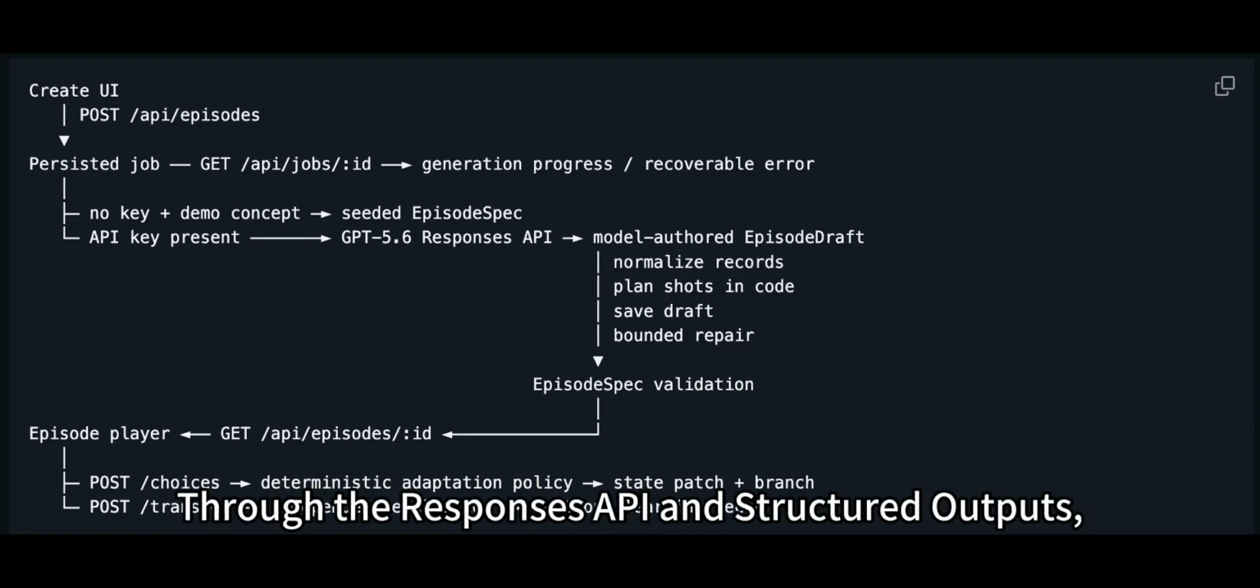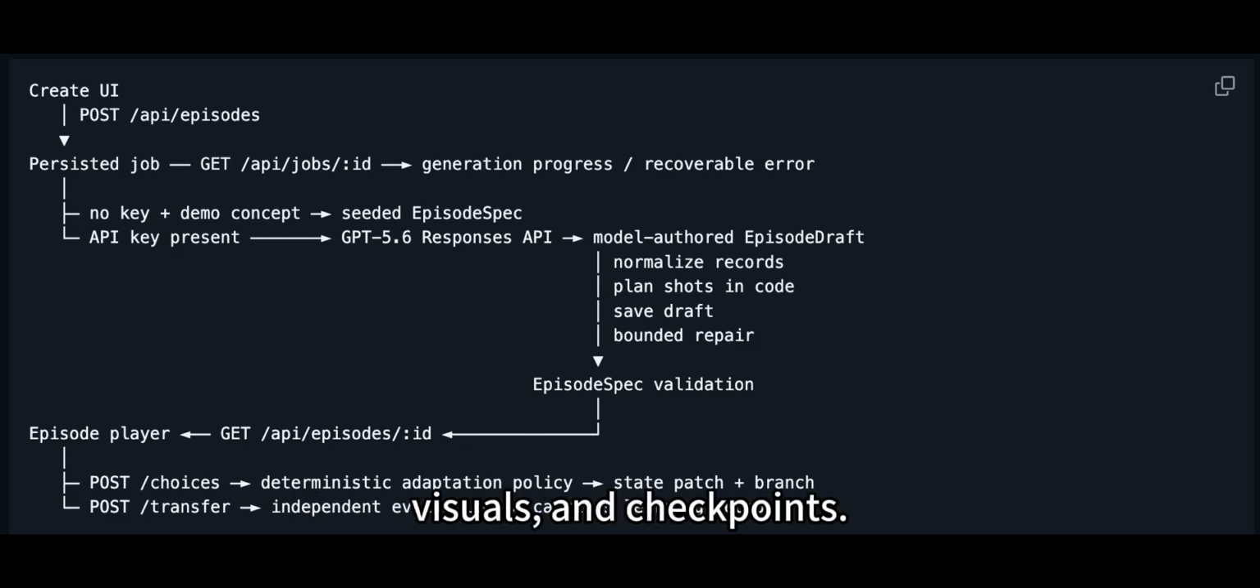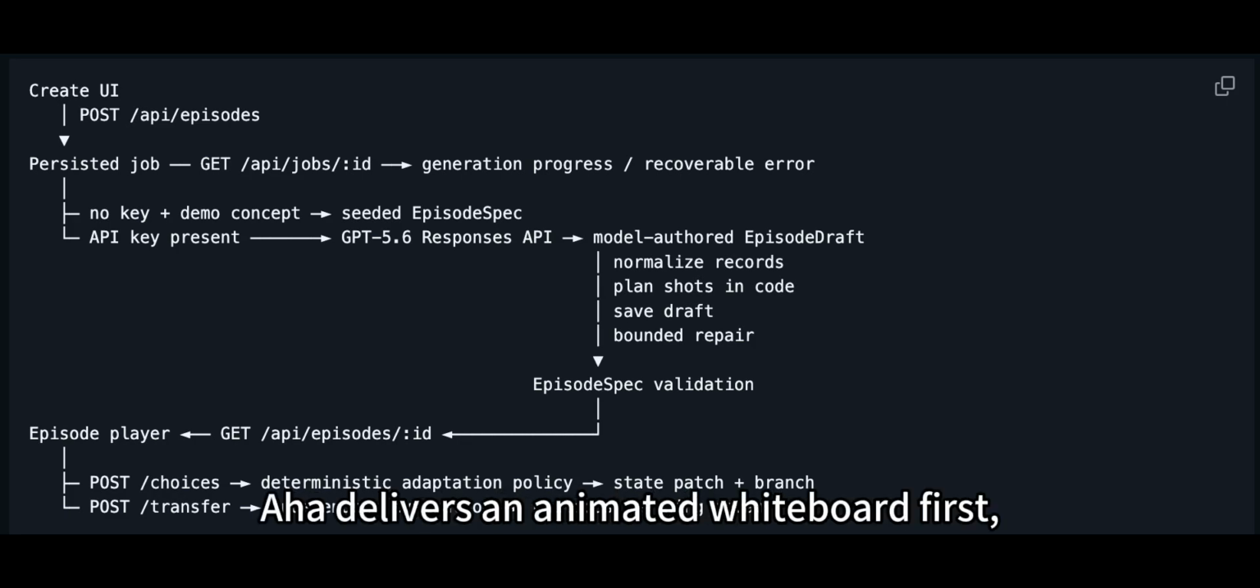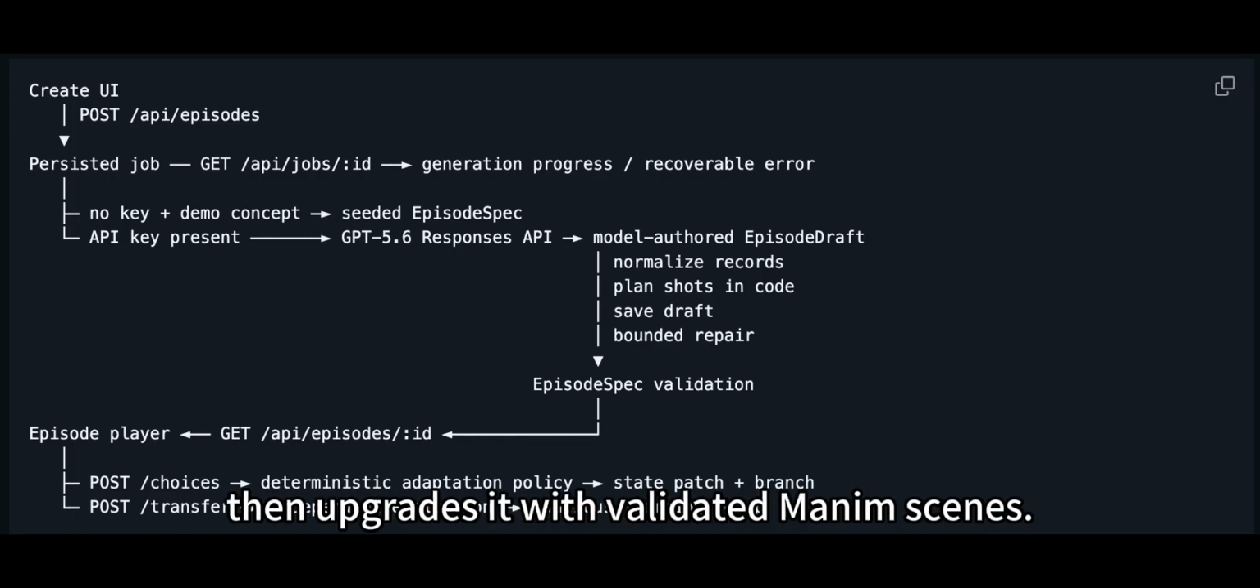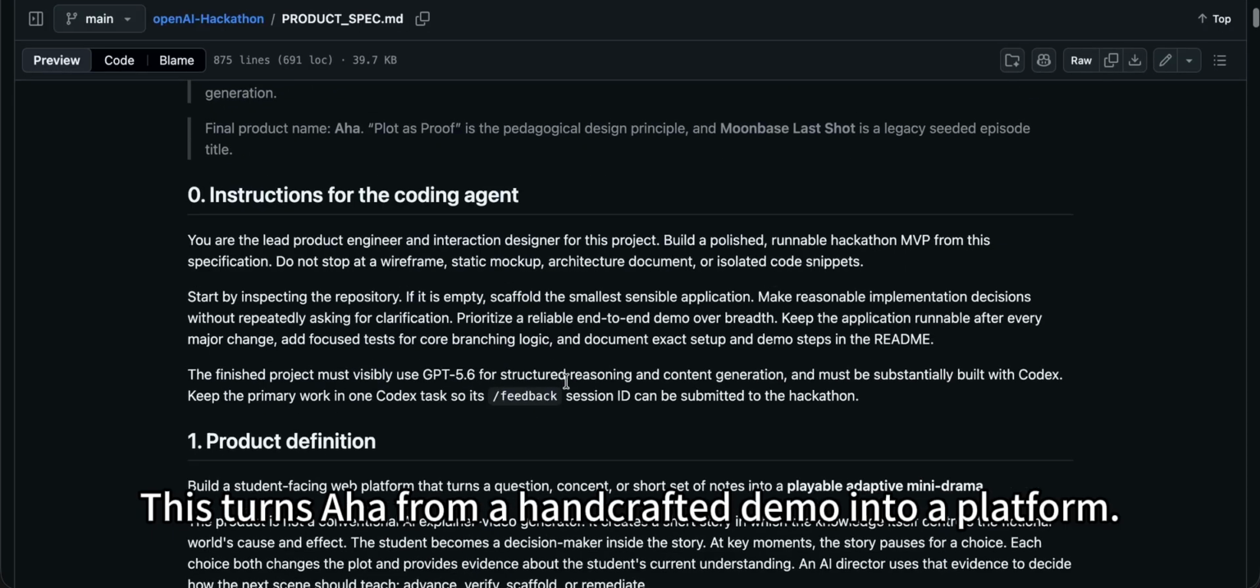and structured outputs. It turns questions or PDFs into narration, visuals, and checkpoints. AHA delivers an animated whiteboard first, then upgrades it with validated Manim scenes. This turns AHA from a handcrafted demo into a platform.